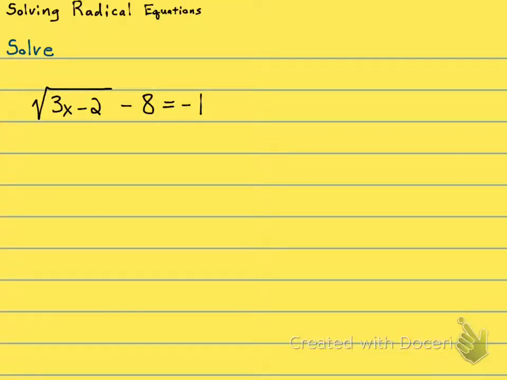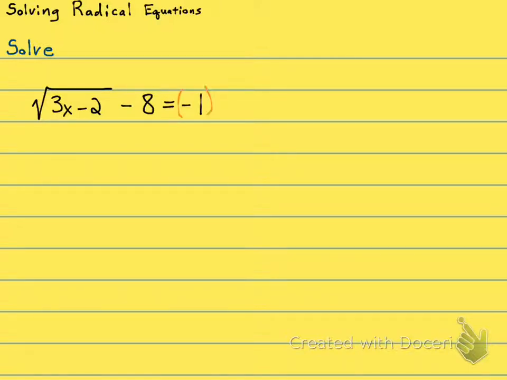Okay, we're going to solve this radical equation. It is an equation because it has an equal sign, and it has a radical. And we learned that you're going to square both sides to get the radicand out of the radical. But we can't square it the way that it is right now. Can you tell why?